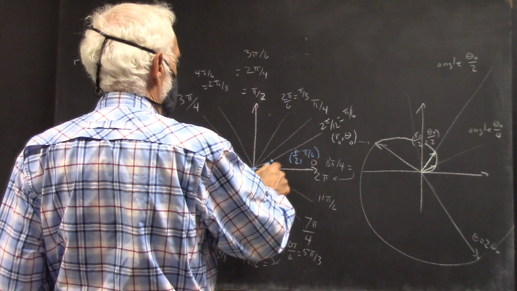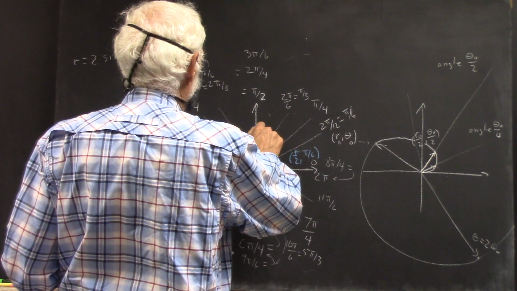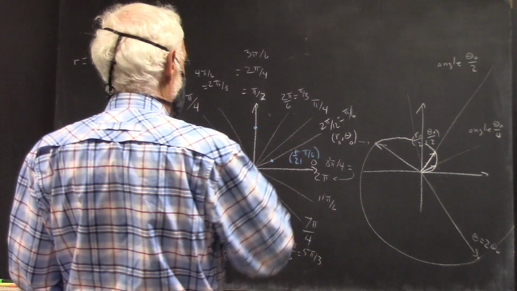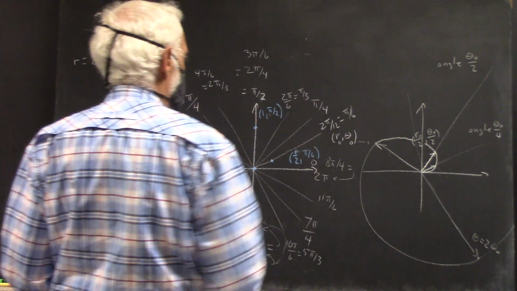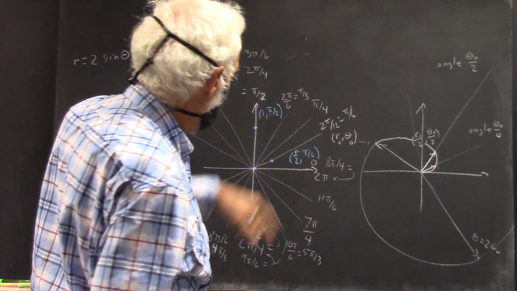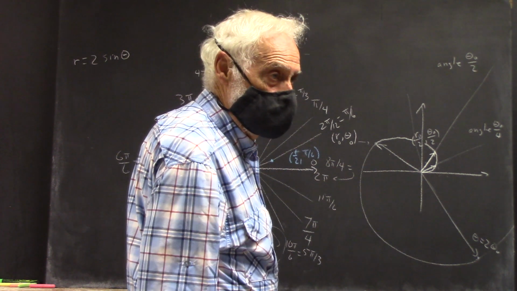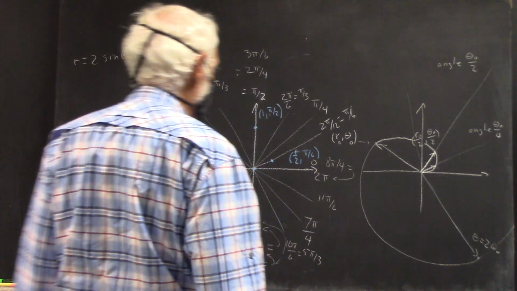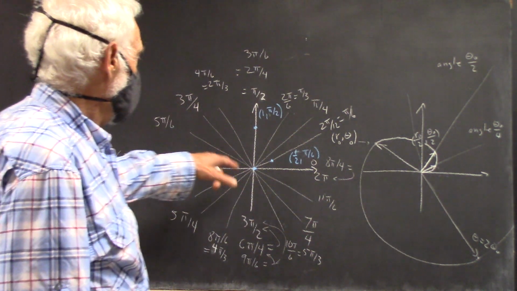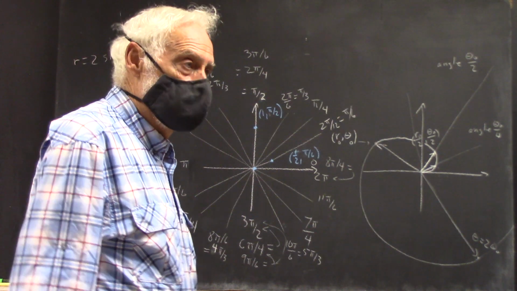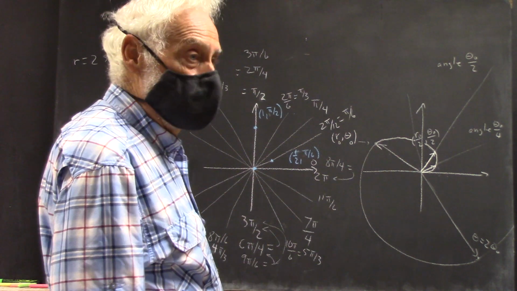At pi over 2, the sine is 1. So it's going to be twice this. That's going to put it out here. So that's 1, pi over 2. Now, if you want to do pi over 4, that's fine. You could do square root of 2 over 2, which is about 0.707. Okay? And again, you just got to know that. You got to know the sine of 60 degrees is about square root of 3 over 2. Square root of 3 is 1.732, so that's about 0.87. Okay?